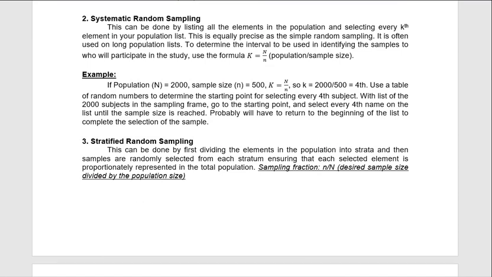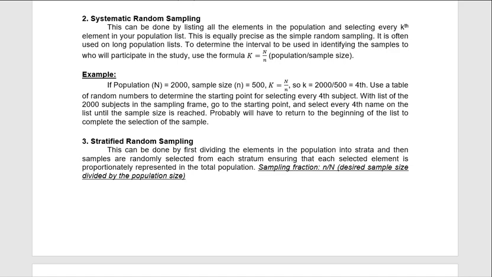If the population is equal to 2,000 and the sample size is equal to 500, then K will be 2,000 divided by 500, or every fourth element. So you can use a table of random numbers to determine the starting point for selecting every fourth subject, or you can do the same way that I did. You can start on the very top of the list.